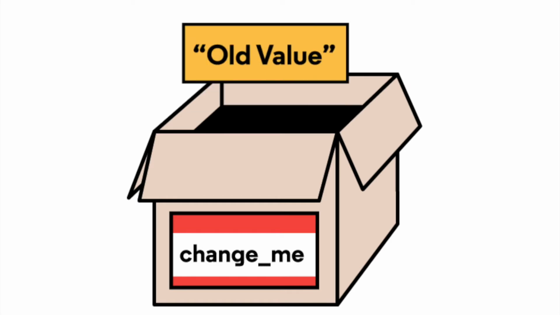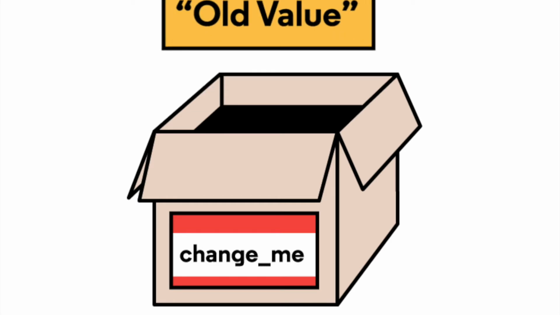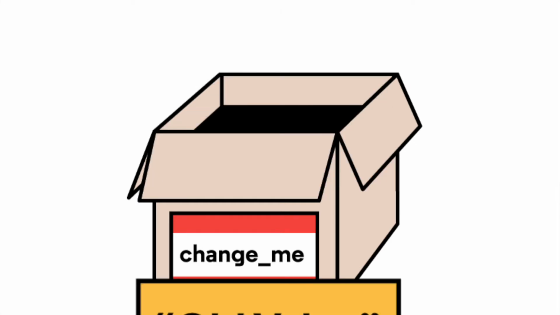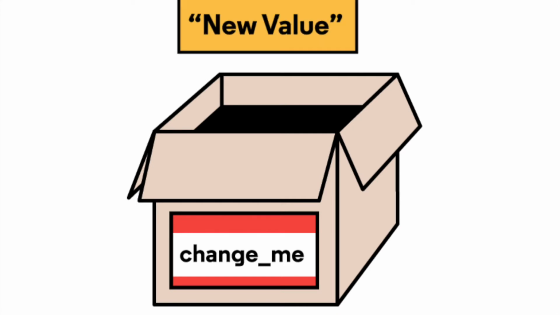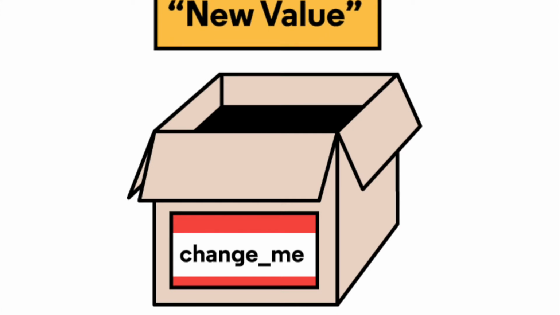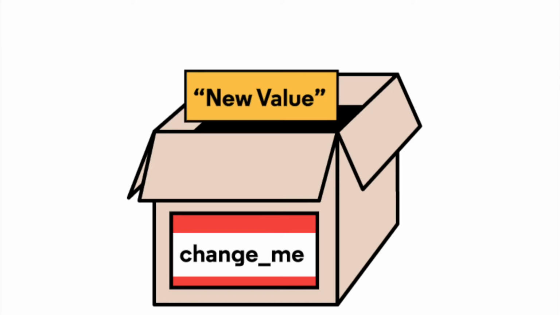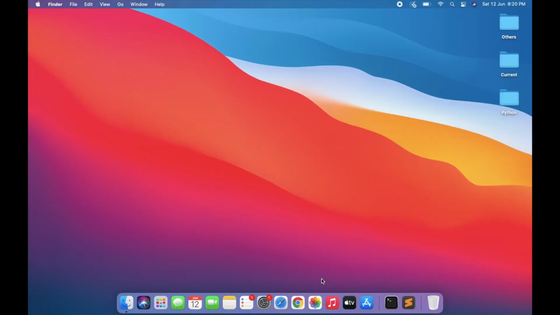A variable works like a placeholder for values that keep changing frequently. One of the most powerful features of any programming language is the ability to manipulate variables. Now let's look at an example of what a variable is.